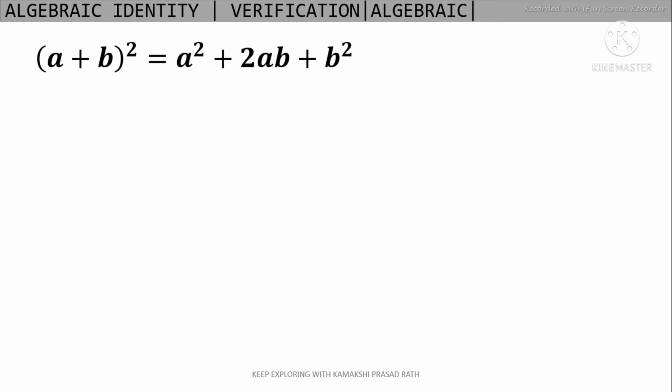Next, let's verify it now in the algebraic method. So we have the identity (A plus B) whole squared equals A squared plus 2AB plus B squared. This one we have to prove. So to start with, (A plus B) whole squared.